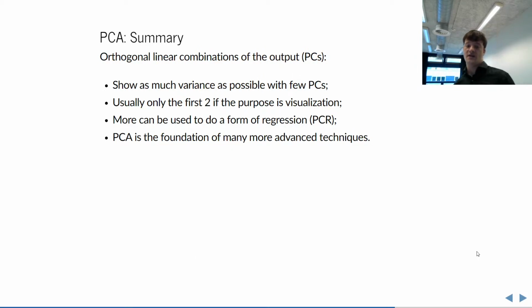Okay, you can do other things with it, which you don't have to remember. Just know that that's a thing called principal component regression. And a lot of more complex ways to summarize high-dimensional data, a lot of multivariate techniques, they all rely on PCA. They start with PCA, or they do some generalized version of PCA, like multidimensional scaling. So PCA is really the foundation of many more advanced exploratory data analysis techniques.